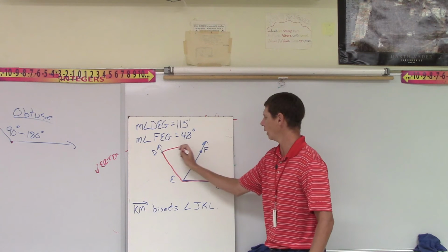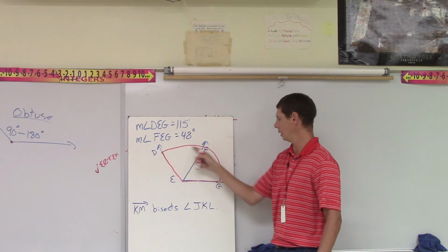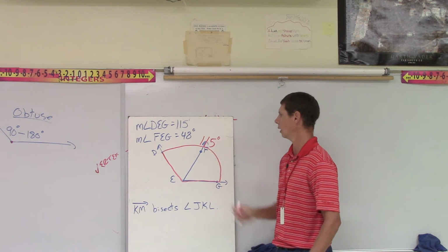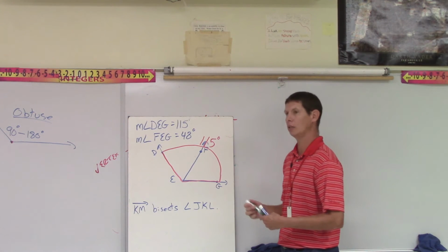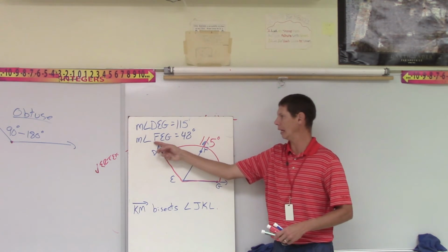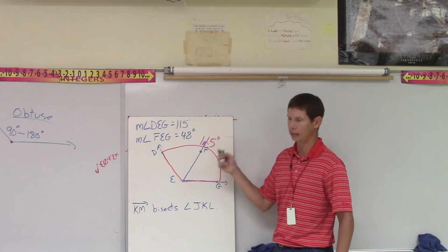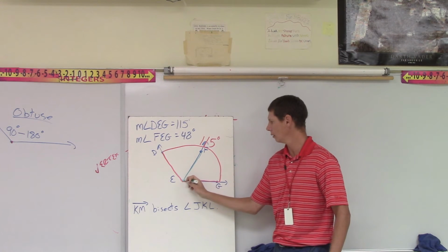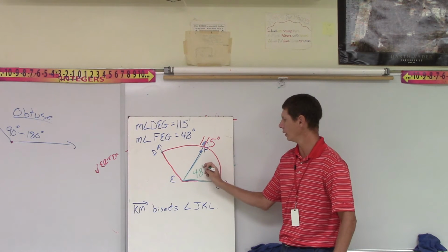So what we know is that whole big angle, that whole big opening going from D all the way to G is 115 degrees. Now they also tell us some more information. They tell us that angle FEG is 48 degrees. So where's that? Connect the dots. F to E to G, 48 degrees.